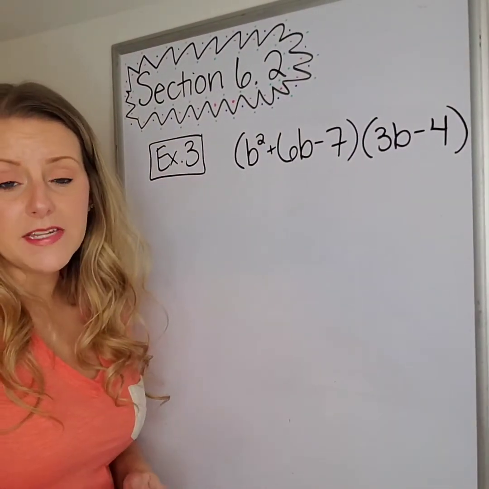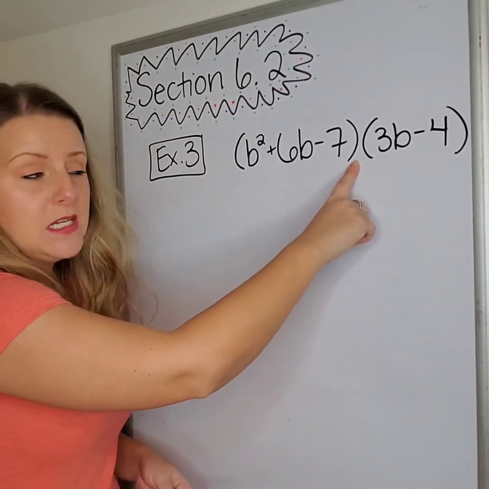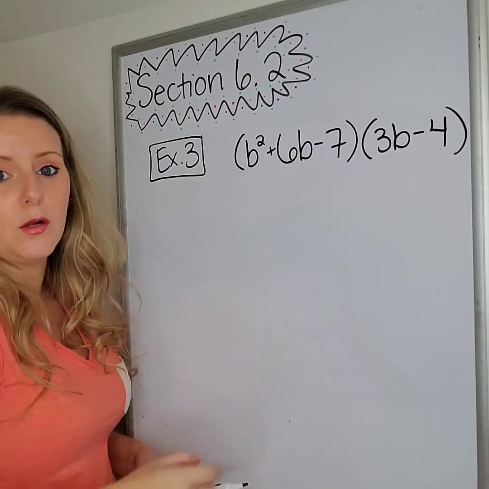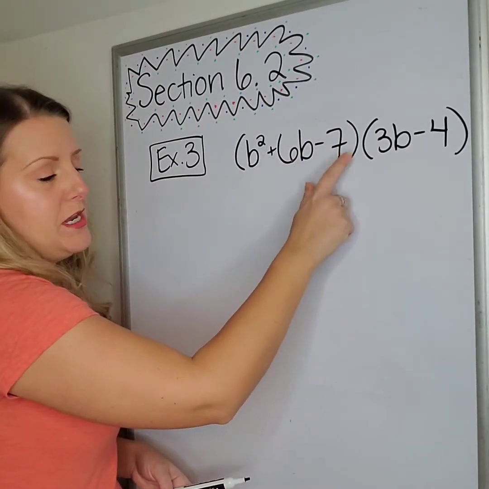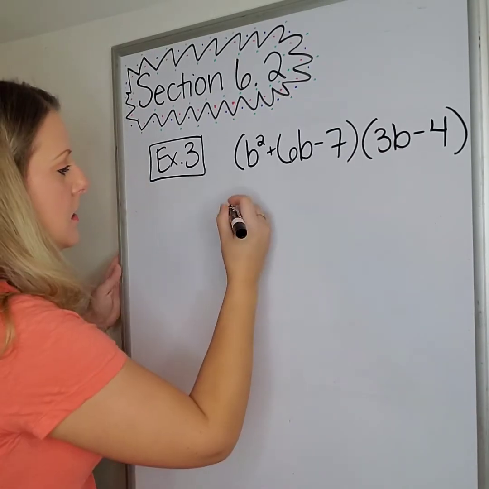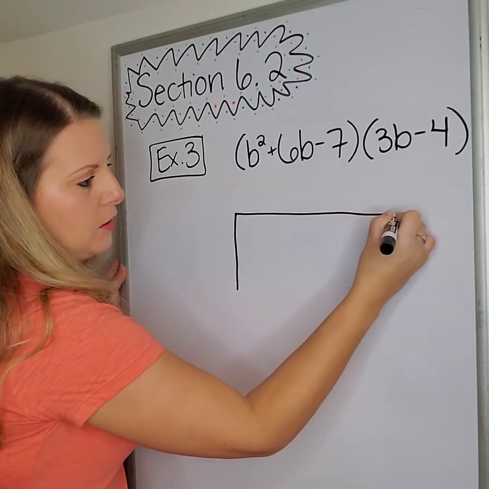Now for example 3, same concept. We've got the multiplying with the parentheses. We've got a polynomial and a polynomial, but this polynomial is a little bit bigger. So we've got 1, 2, 3 by 1, 2. Instead of a 2 by 2 box, we're going to make a 3 by 2 box. So make your box more like a rectangle. Make it a little longer.